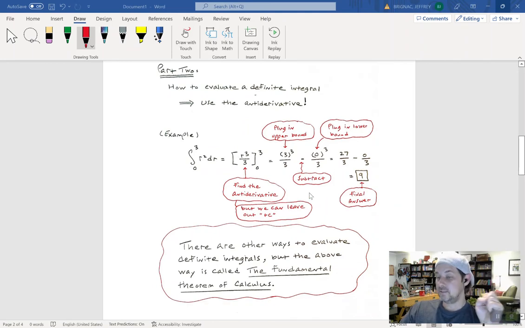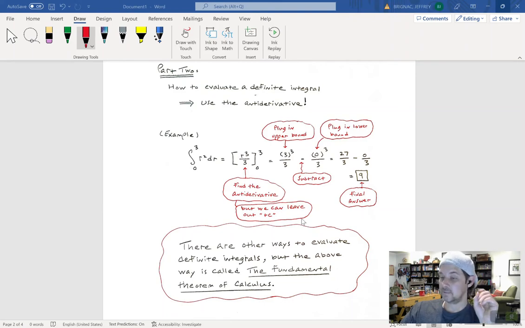Now, as a disclaimer, there are other ways to evaluate definite integrals besides what I just showed you. But this will be a reliable way for us to do it. And this method right here of evaluating a definite integral is called the fundamental theorem of calculus. All right, so if that comes up in a question, it refers to this technique, this particular method of evaluating a definite integral. There are other ways to do it, but this is the way I'll focus on in our class.